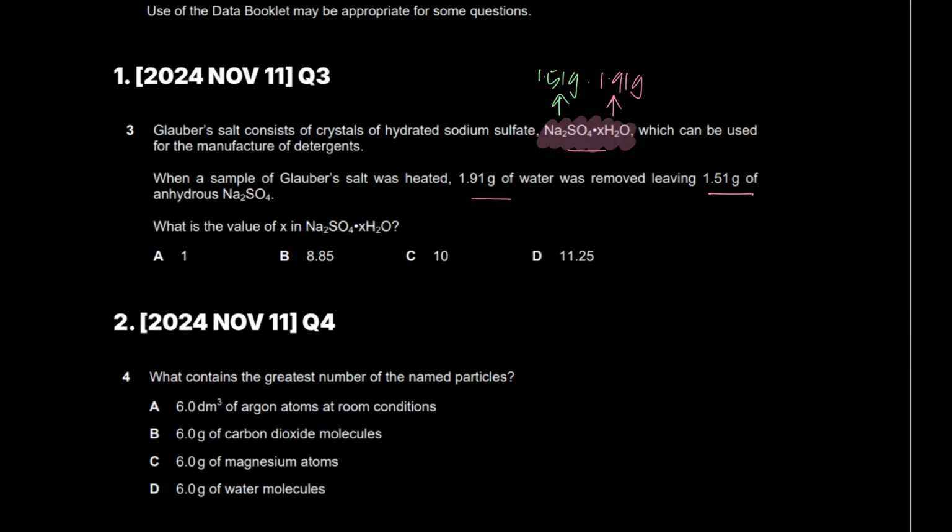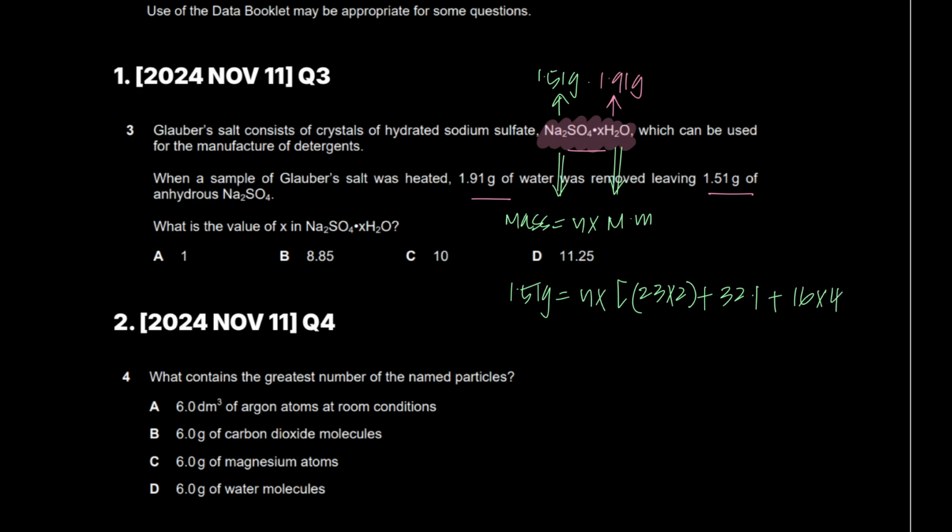Now you're saying, what's the value of X? We know how to solve this. What do we do? We calculate the moles of H2O here, right? So how do you go from mass to moles? Mass equals mole times molar mass. For sodium sulfate, mass is what? Mass is 1.51 grams for sodium sulfate. Moles of sodium sulfate, molar mass of sodium sulfate: 23 times 2 plus sulfur is 32.1 plus oxygen is 16, times it by 4.